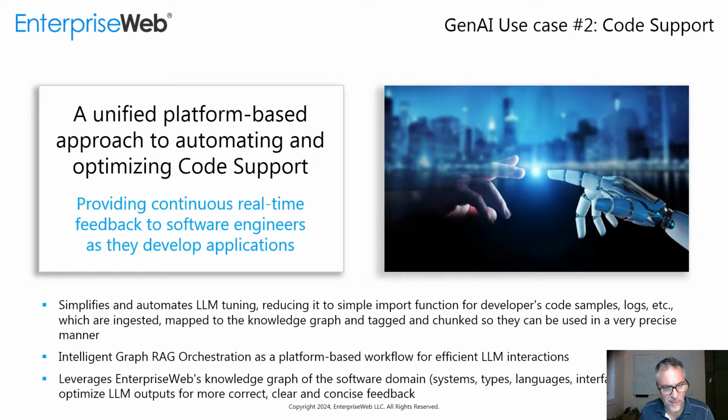As part of this, we're going to make it easy for the developer to tune the LLM with relevant code samples and logs, etc. We're going to make that a push button function, easy to update. EnterpriseWeb is going to ingest the data. We're going to map it to our knowledge graph, tag it, and then chunk it so we can use that data in a very precise and efficient manner. This is really a form of intelligent graph RAG orchestration, again, for the maximum efficiency and the best outcomes.